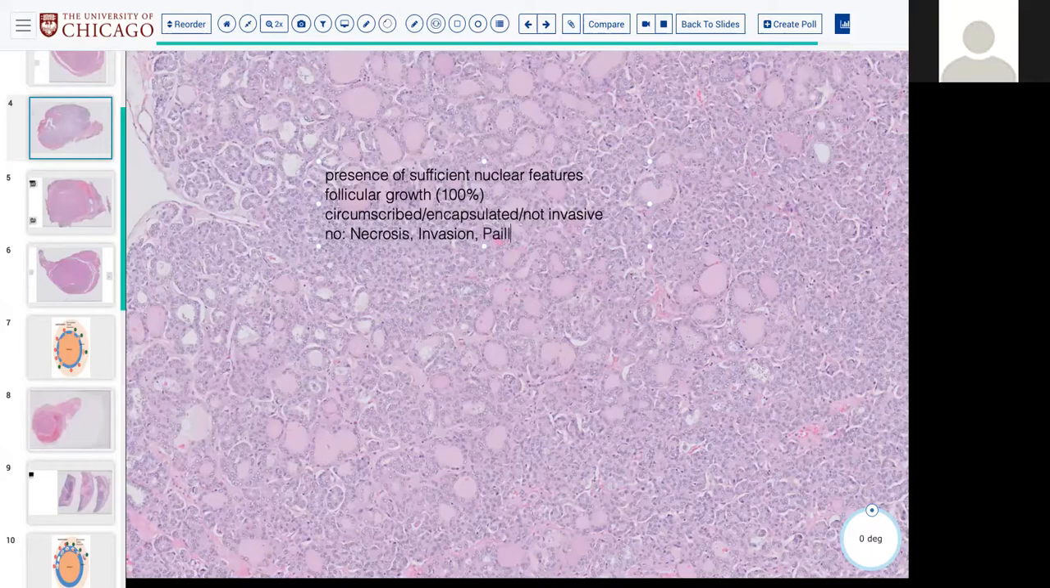Yep, so it changed. The original paper suggested less than 1% papillae was okay, but now they've said 0 papillae. So let's just go with that, 0 papillae for now, because I want you to know the textbook definitions. All right, if no papillae, then also no psammoma bodies.